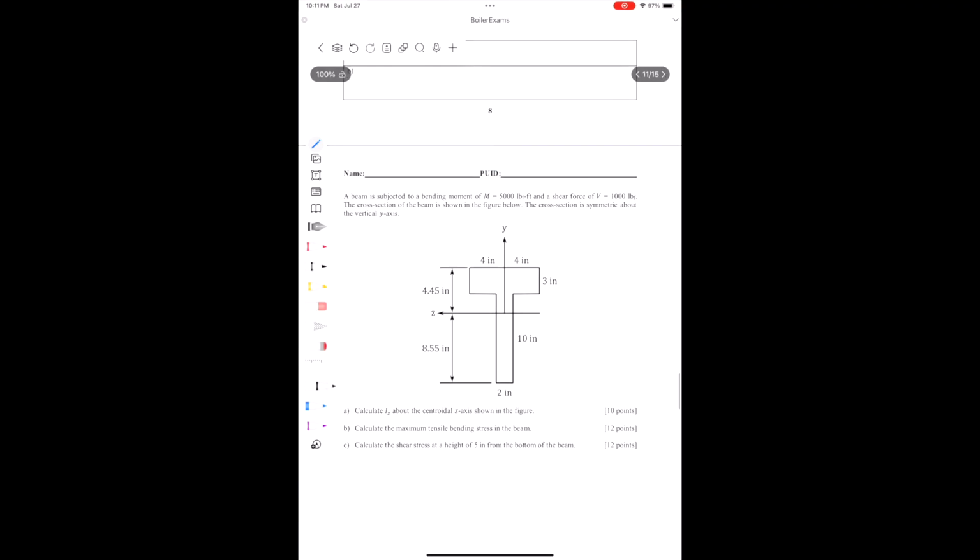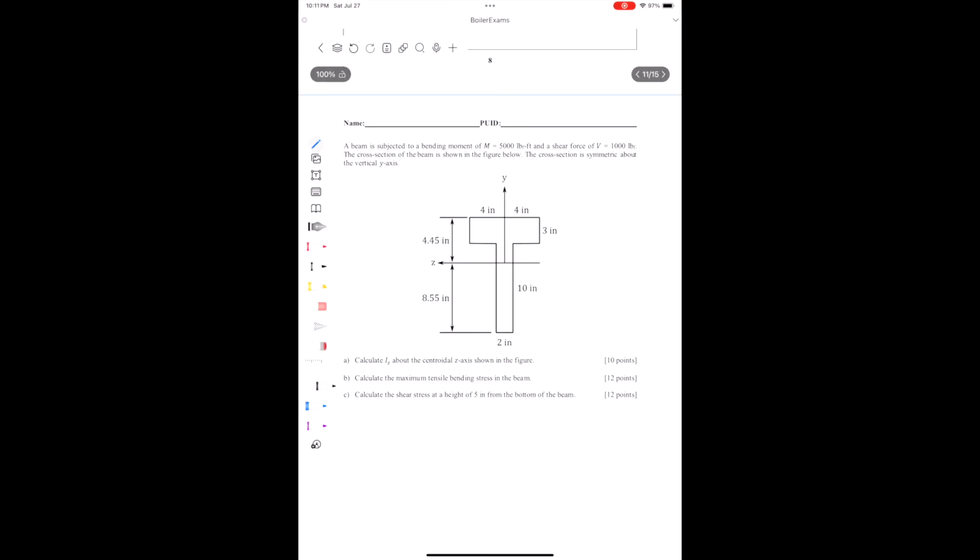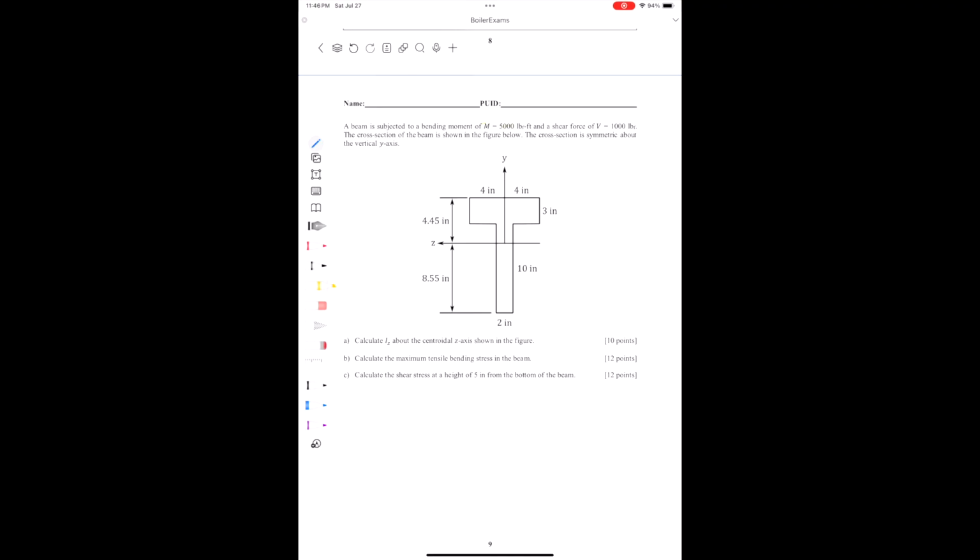All right, on to problem number 3. A beam is subjected to a bending moment of M equals 5,000 pound-feet and a shear force of V equals 1,000 pound-feet. The cross-section of the beam is shown in the figure below. The cross-section is symmetric about the vertical y-axis.